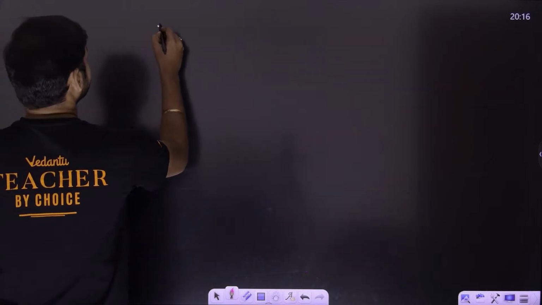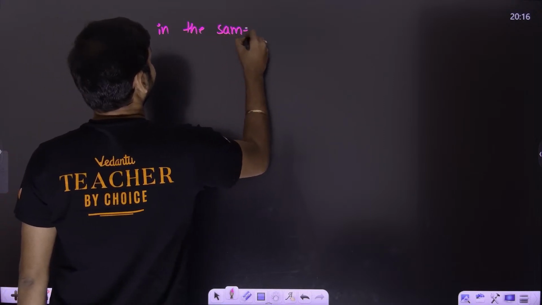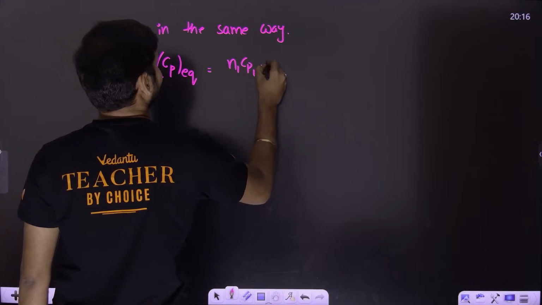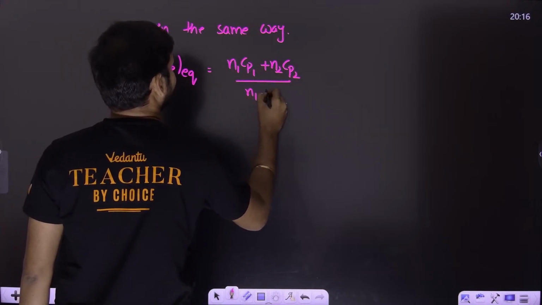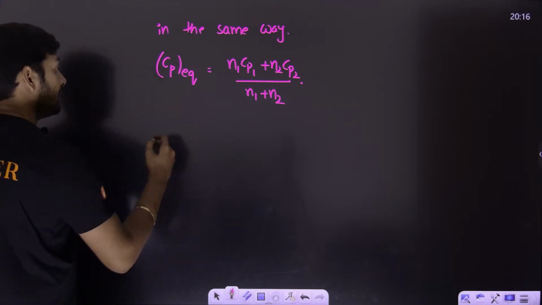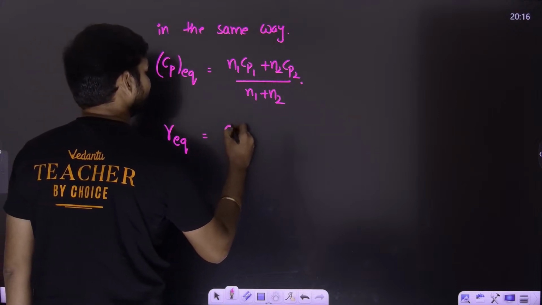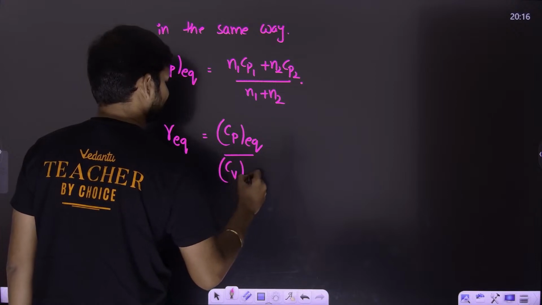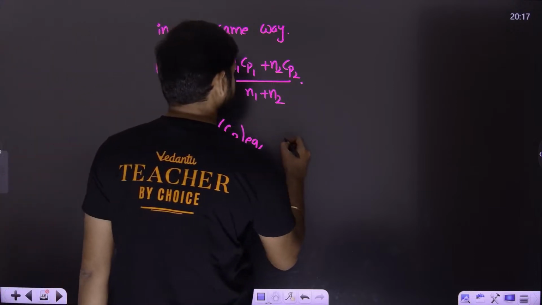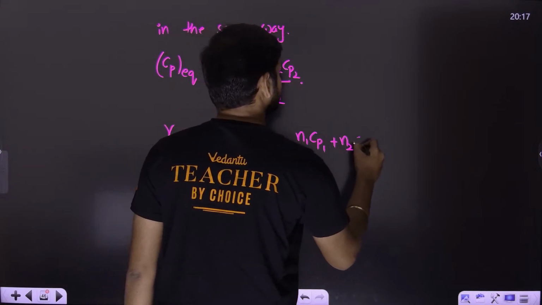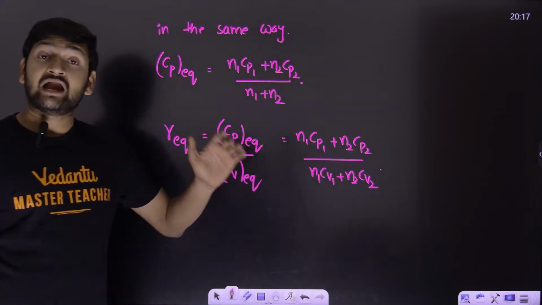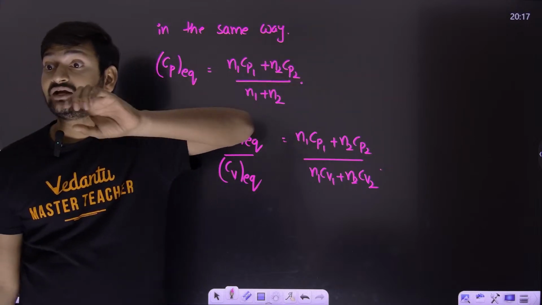In the same way, what will be the CP equivalent you are going to get? It is going to be N1 CP1 plus N2 CP2 divided by N1 plus N2. Okay. If they ask for gamma equivalent, it is the CP equivalent you have got divided by the CV equivalent. Both of them have N1 plus N2 in the denominator, so they get cancelled out. It's going to be N1 CP1 plus N2 CP2 divided by N1 CV1 plus N2 CV2. You do this, you get the answer. And gamma for mixtures, CP equivalent and CV equivalent are quite frequent.